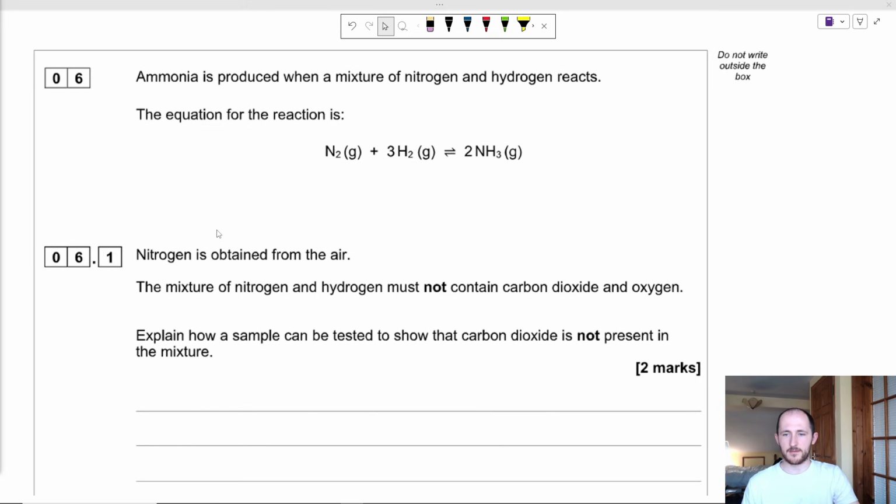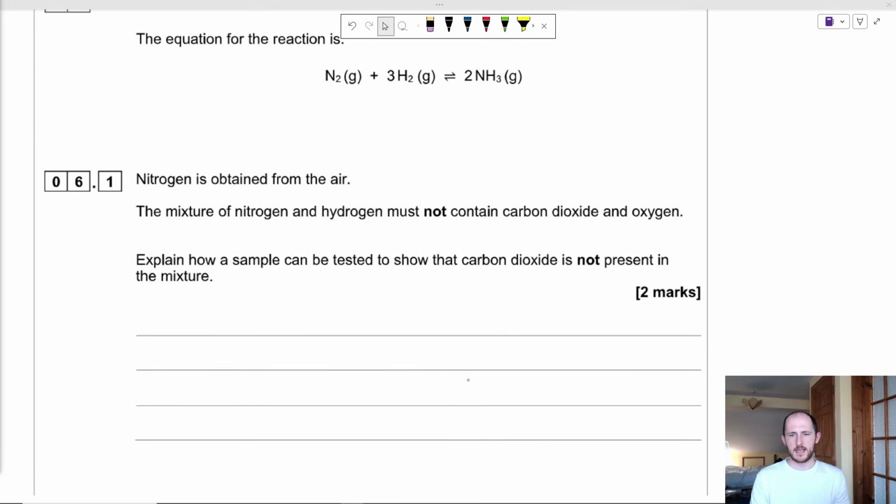Now nitrogen is obtained from the air, and the mixture of nitrogen and hydrogen must not contain carbon dioxide and oxygen. So explain how a sample can be tested to show that carbon dioxide is not present in the mixture. So basically we're testing for carbon dioxide, and there are two ways. All you're going to do is use lime water, or, you don't need to do both, I'm going to put a slash, calcium hydroxide solution.